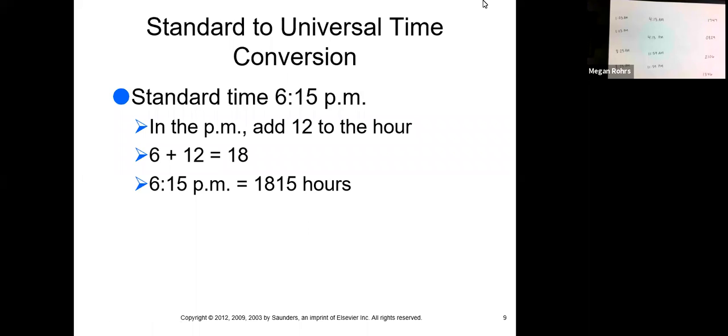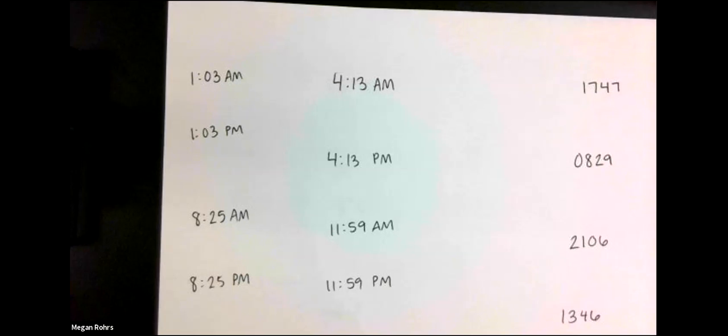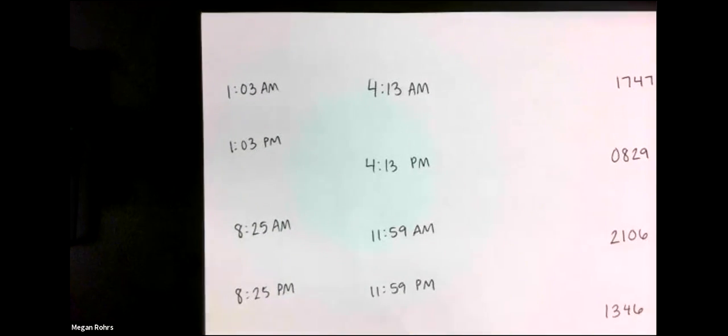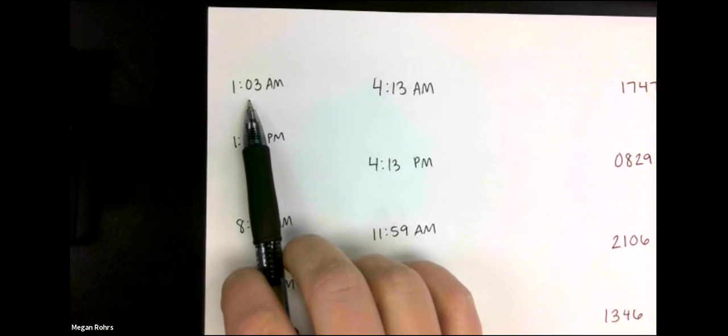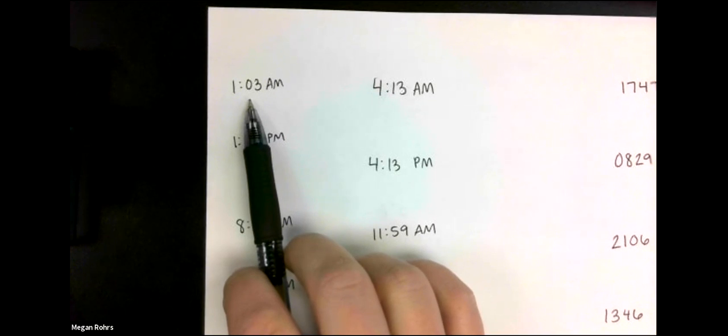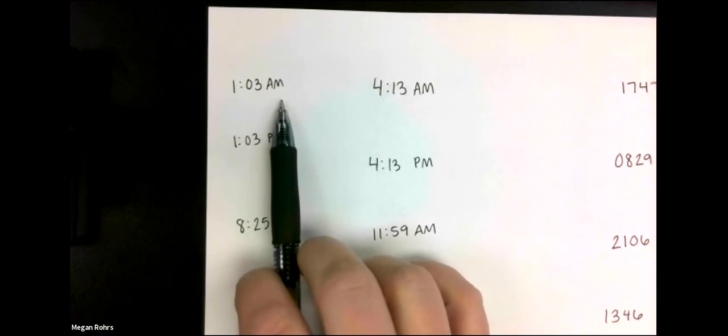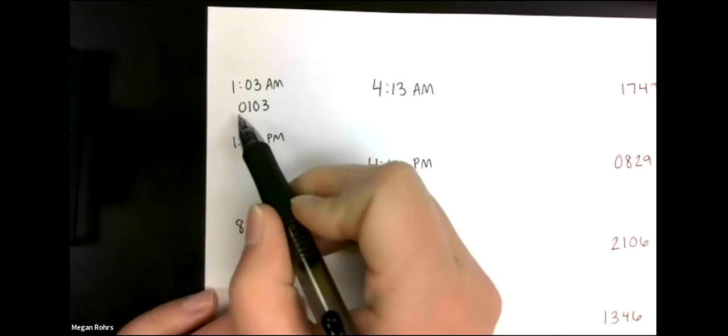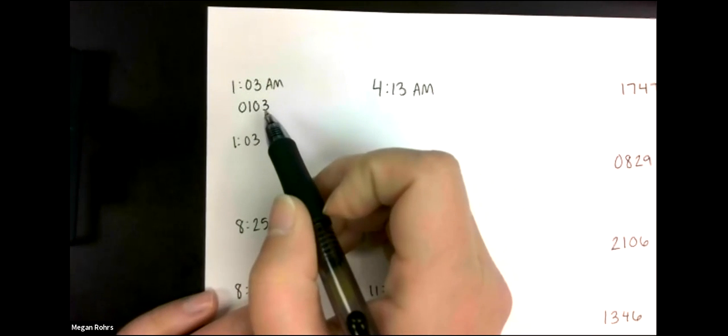So let's go through some examples here. Now we have 1:03 a.m. So looking at our rules here, so we're looking at page 65 if you're with us here. So traditional and universal use the same numbers from 1 a.m. to 12:59 p.m. So this is in the morning. So we're going to just keep that in our regular notation. It looks the same. Just add a 0 at the beginning and remove that colon.